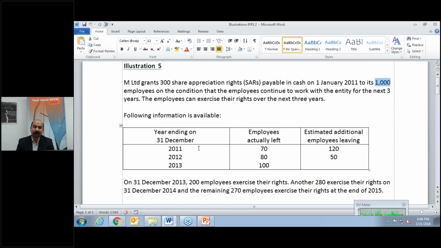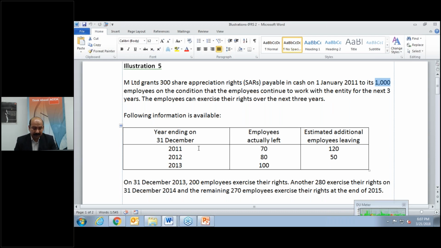Estimated number of employees is expected to change as time passes, and in this we are allowed to use the fair value at the end of a particular reporting period. So this means at the end of 2011, we will calculate the total remuneration expense by multiplying 300 with the expected number of employees.